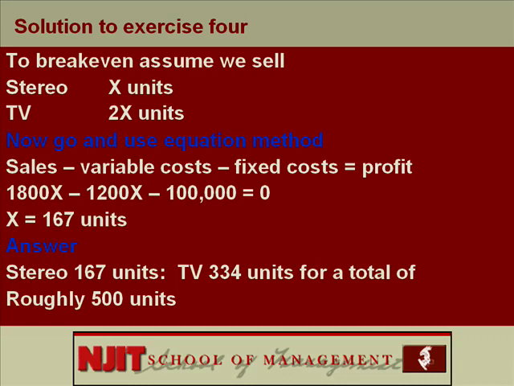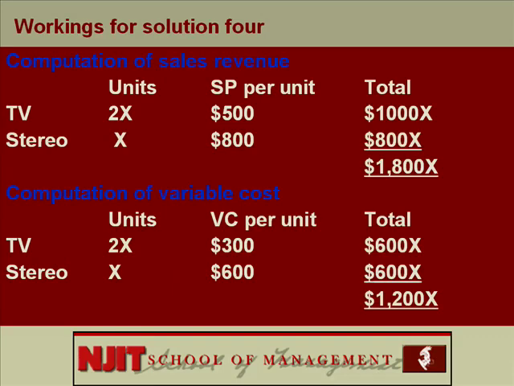So the TV, you have to sell 334 units. So roughly, you got to sell 167 units of stereo and 334 units of TV for the company to break even. How did we figure out sales and variable cost? Really simple. Here it is in front of you.